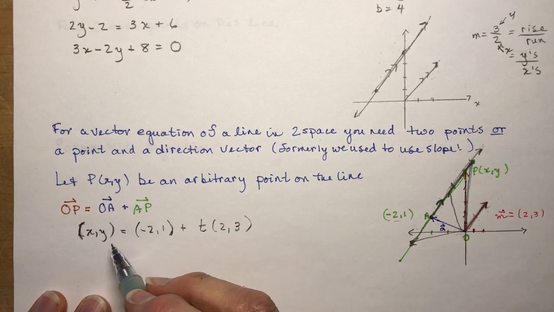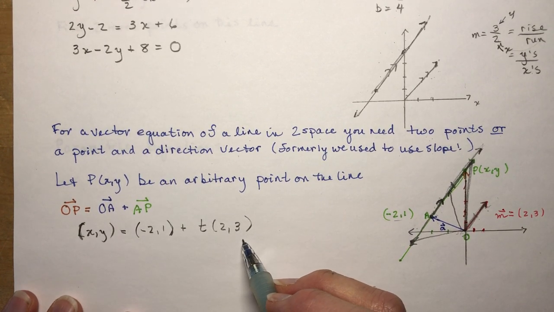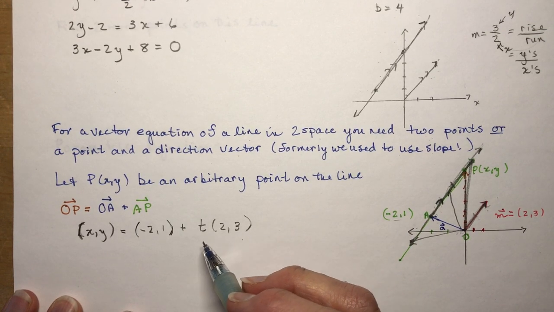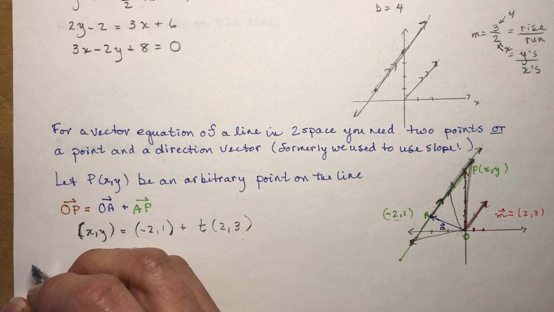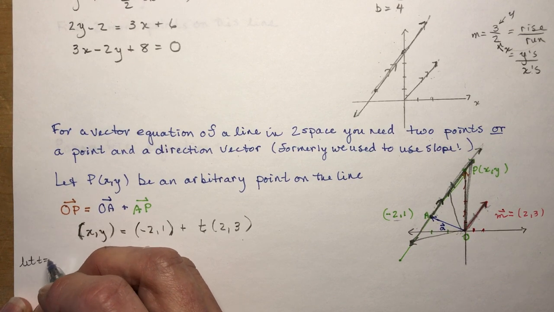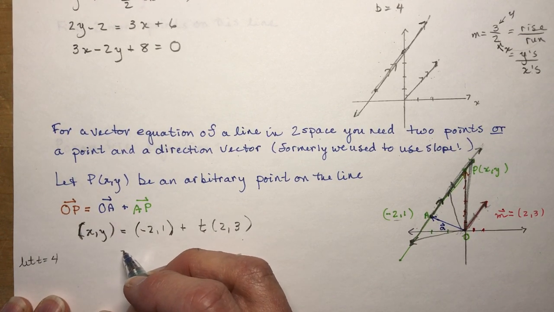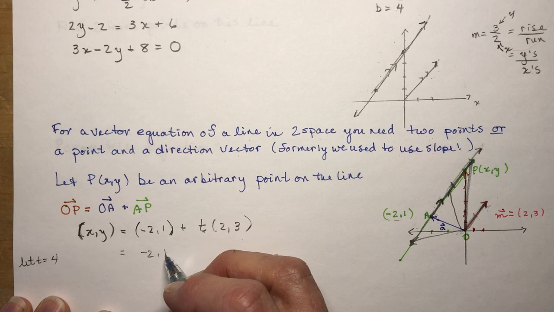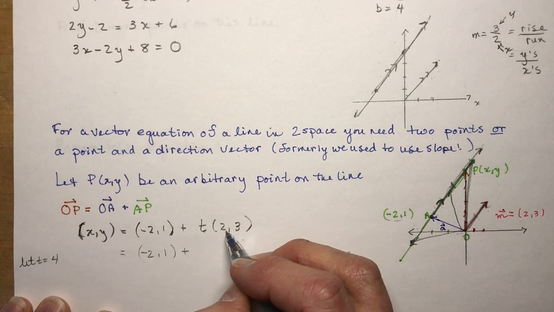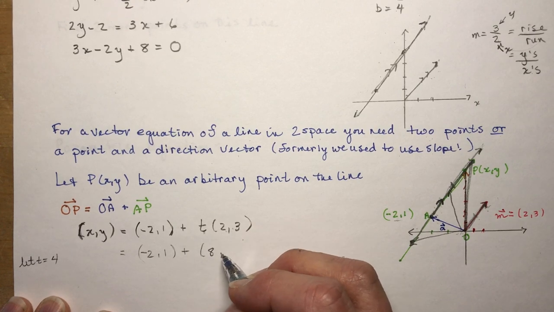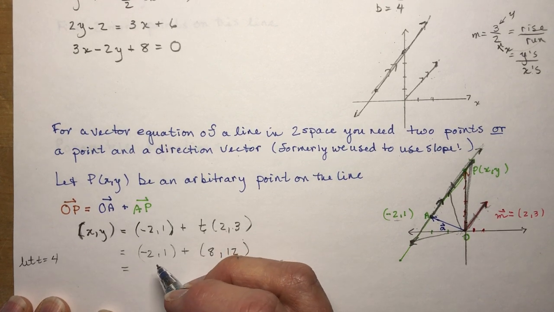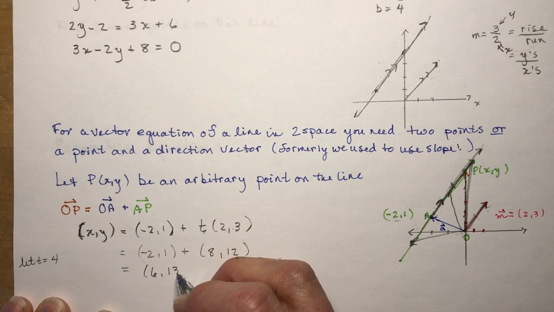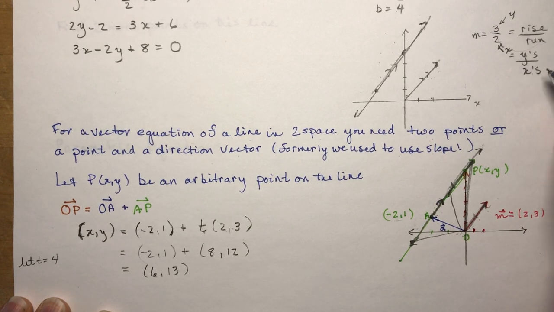So if we have this, then if I said to you, find me a couple more points on this line, you could do that just by substituting in some value for t. So let's just say let t equal 4, then some other point on the line would be (-2, 1) plus 4 times 2 and 4 times 3. And if I add those together, I would get (6, 13). So that's another point on the line, if I went all the way out here.